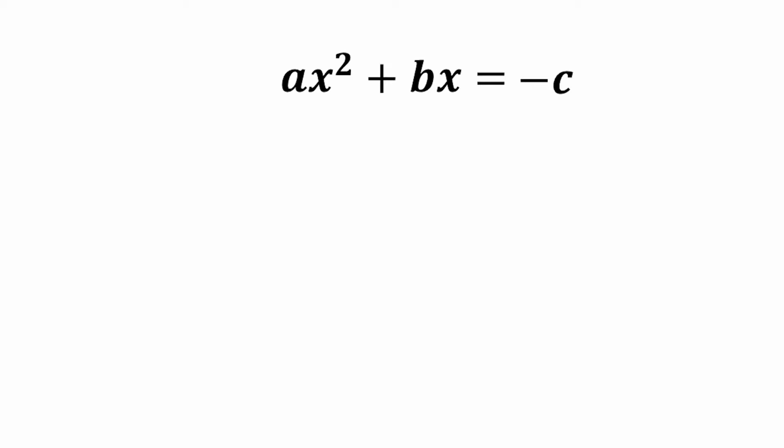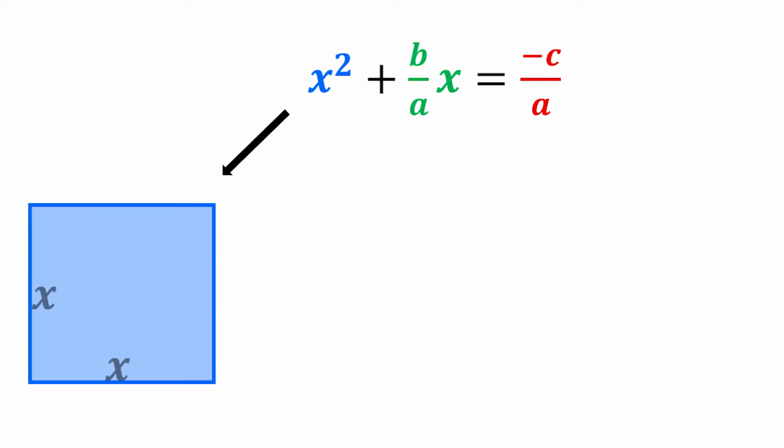Now we need to get x by itself, so divide everything by a. Now we will color code each term. Each of these terms represents an area for a specific shape. We will use this blue square with side length x to represent x squared. This is because since a square has sides of equal length, its area is just the side length squared. And if our square has side length of x, then its area will be x squared.